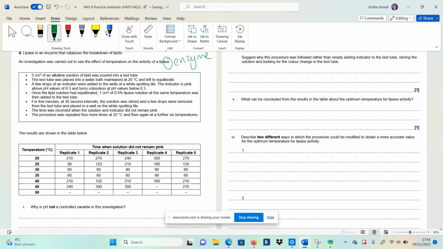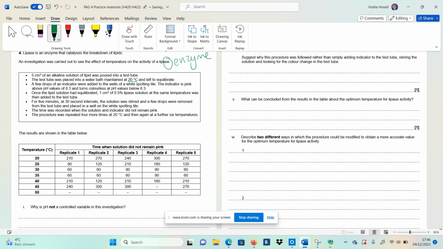5 centimetre cubed of an alkaline solution of lipid was poured into a test tube. The test tube was placed in a water bath maintained at 20 degrees C and left to equilibrate. So it left it so it got up. The contents of the test tube also got to 20 degrees.